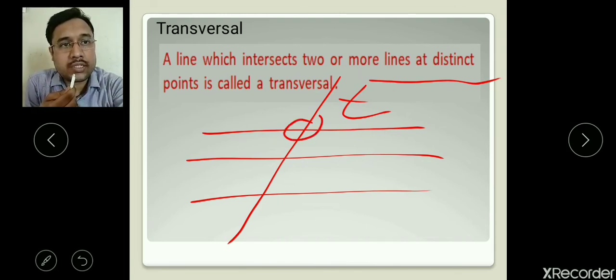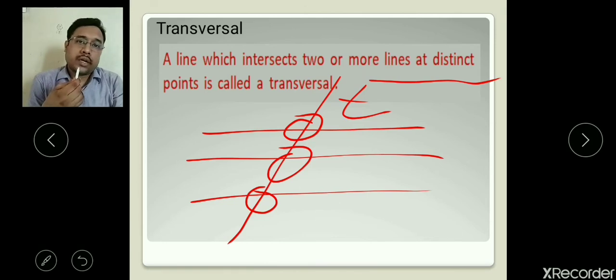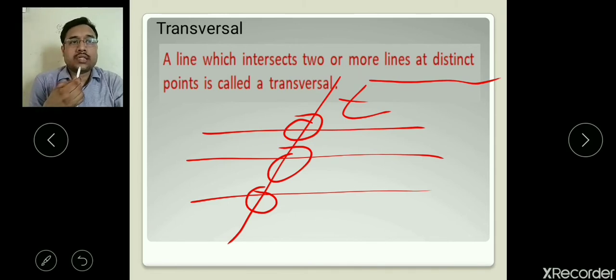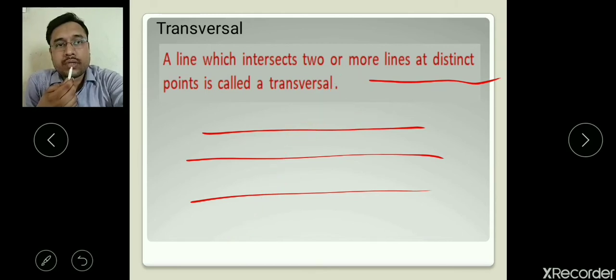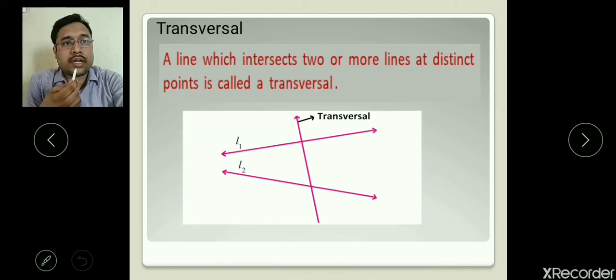T is the transversal, which is intersecting the given lines at different points. It intersects the first line at this point, the second line at this point, and the third line at this point. So you can see I have shown the different points where it is intersecting. Such a line which intersects two or more other lines at different points is called a transversal. Okay. Now you can see another figure, another example.